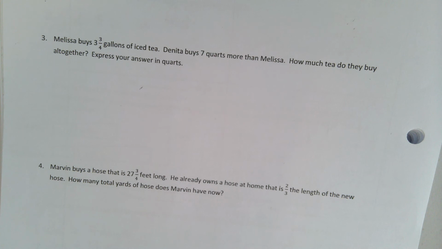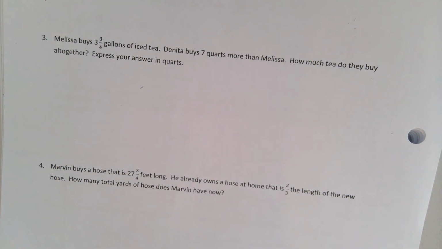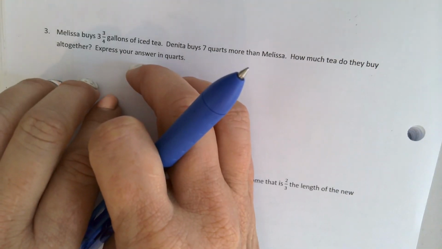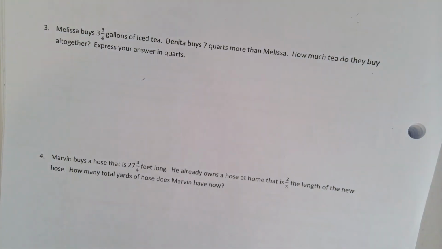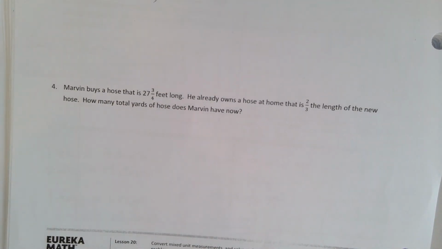Then we have Melissa buys 3 3/4 gallons of iced tea. Danita buys 7 quarts more than Melissa. How much tea do they buy all together? So might have to do some adding right there. All right, this is going to be 2-step. You're going to need to solve how many quarts they have before you can start to convert it into gallons, right?